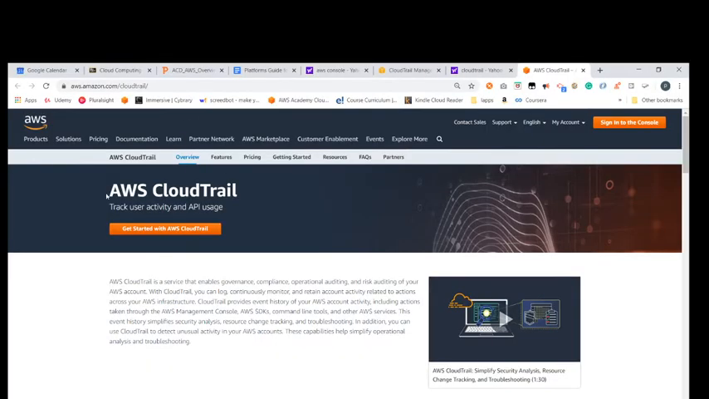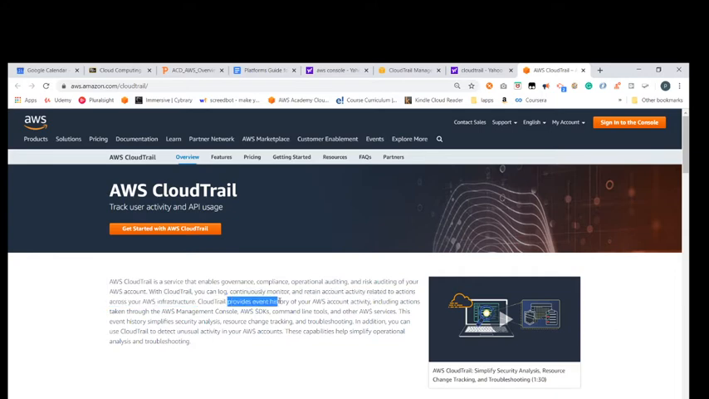Okay, let's talk about AWS CloudTrail. AWS CloudTrail is a service that enables governance, compliance, operational auditing, and risk auditing of your AWS account. With CloudTrail, you can log and continuously monitor and retain account activity related to actions across your AWS infrastructure.